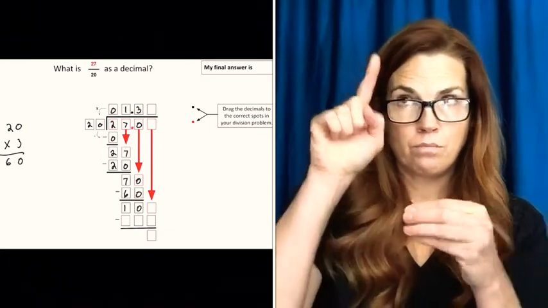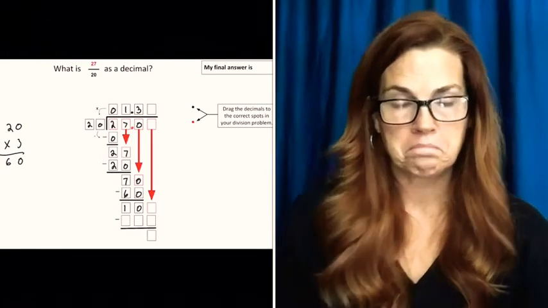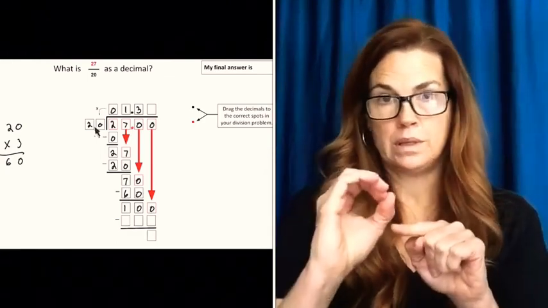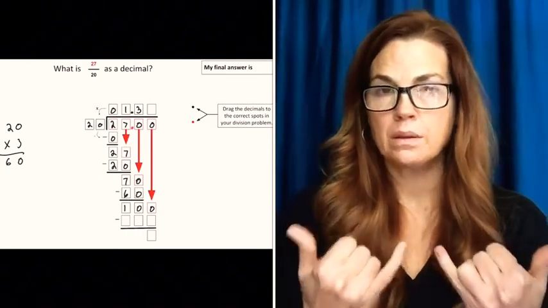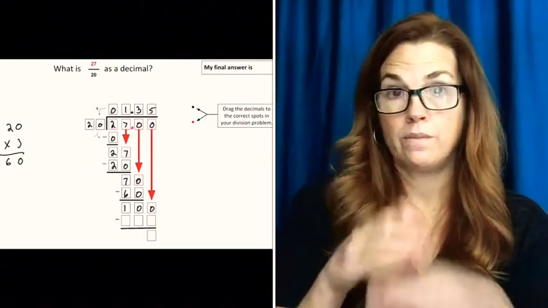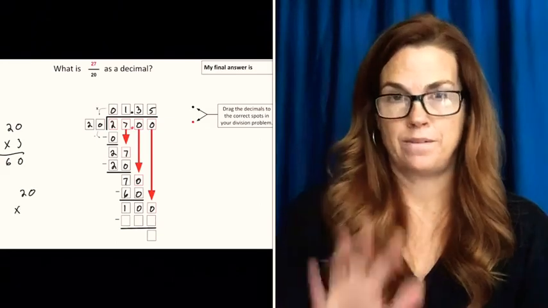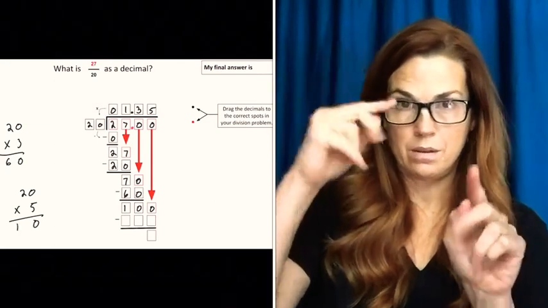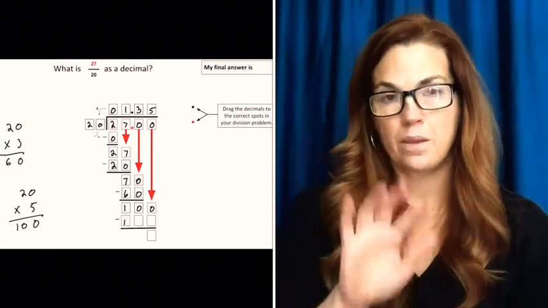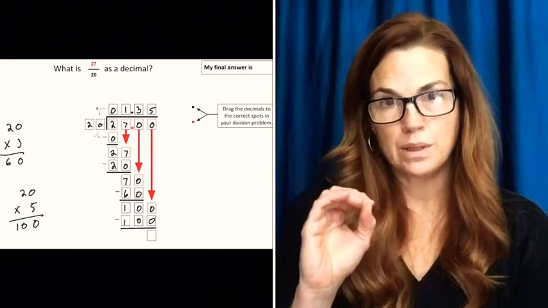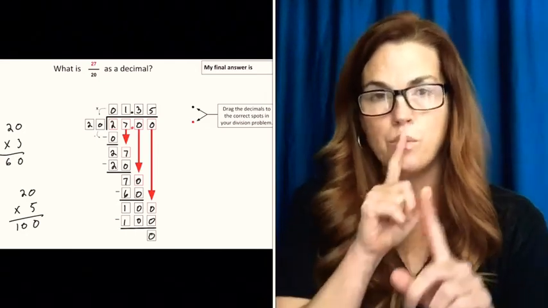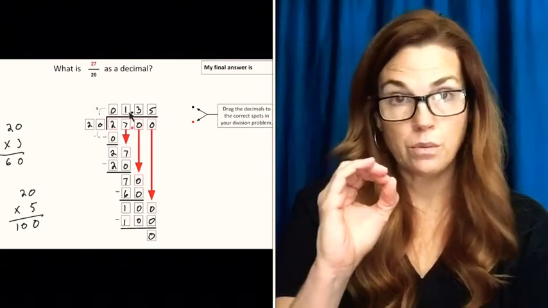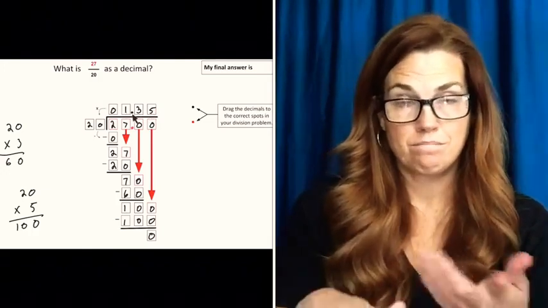Okay, so since there's no number in that placeholder, I'm going to add a 0 and bring it down. Now, how many times does 20 go into 100? And that would be 5. So let's do 20 times 5. 5 times 0 is 0. 5 times 2 is 10, and it gives me exactly 100. 100 minus 100 is 0. We have a remainder of 0, and so my final answer would be 1.35, or 1 and 35 hundredths.